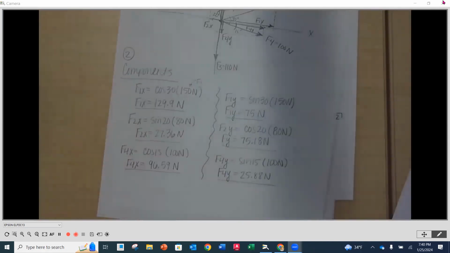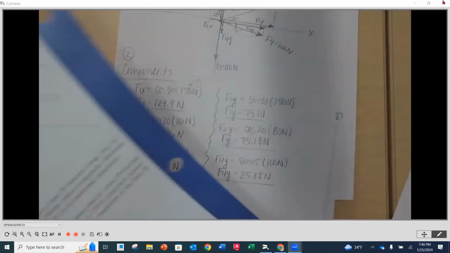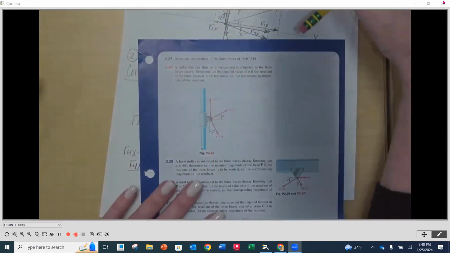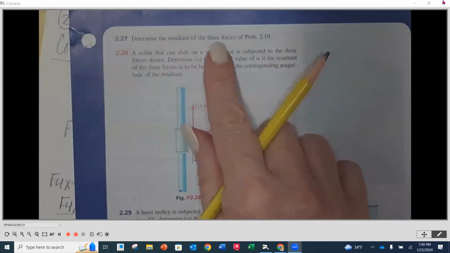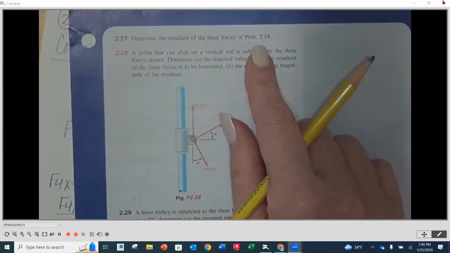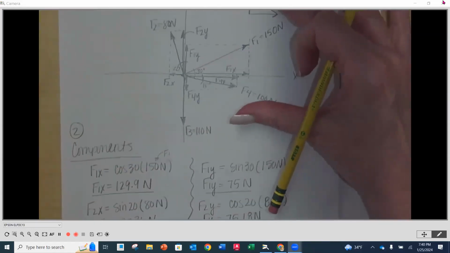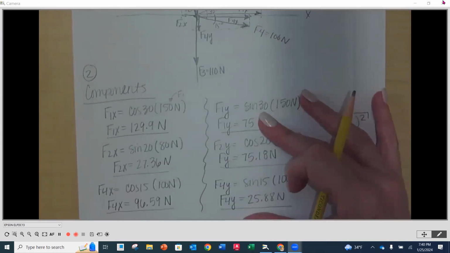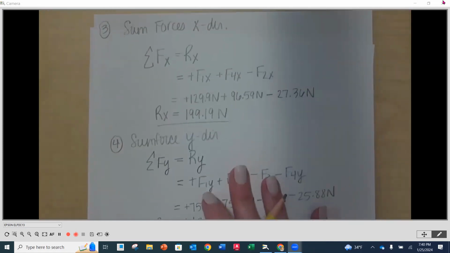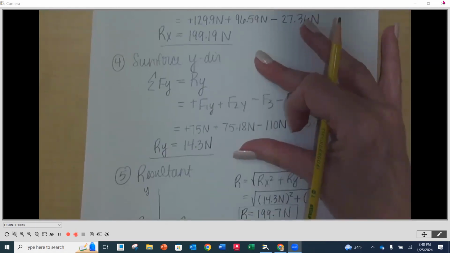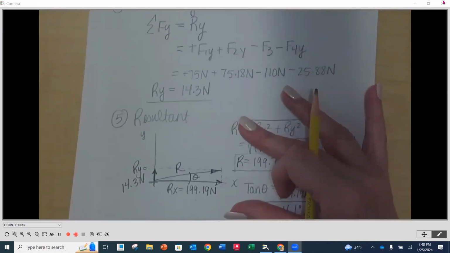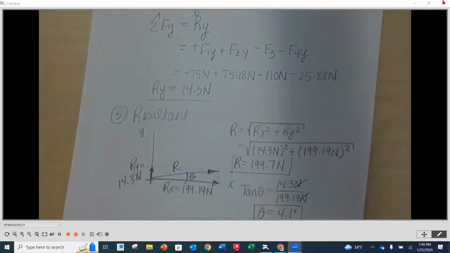Then I believe you have number 27. Number 27 on the next page says, determine the resultant. Let me zoom in here, sorry. Determine the resultant of the three forces from problem 219. Well, 219, you did the diagram, the components. Now for 19, you need to sum the forces in the X, sum the forces in the Y, and determine the resultant. So you're finishing that up with that one, okay? And then I think you might have one more problem, number 31.